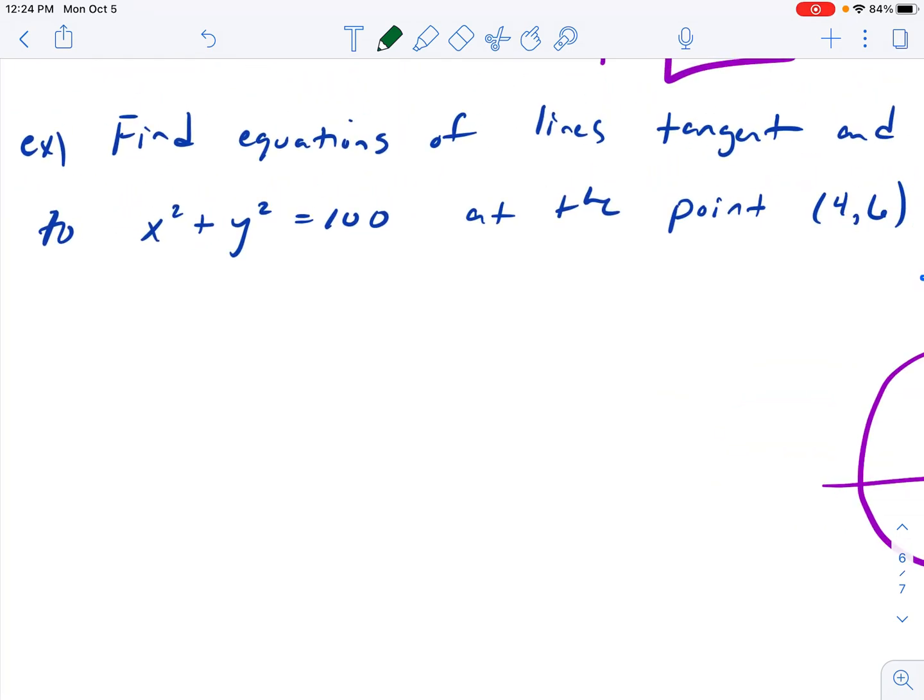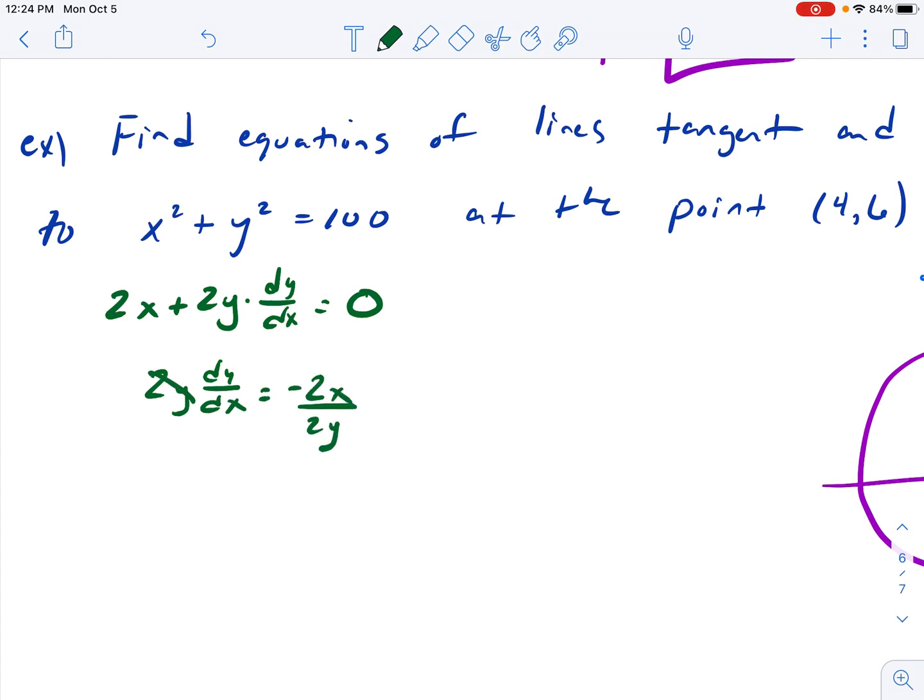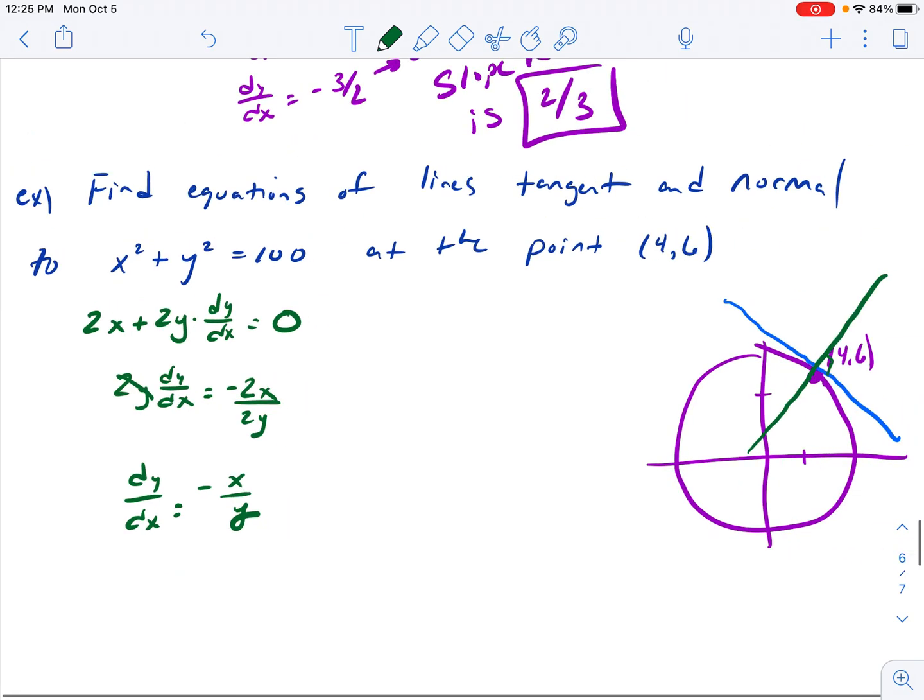So again, implicit differentiation, because there's a y mixed in. So I'm going to go 2x plus 2y to the first, dy dx equals 0. And let's see, 2y dy dx is equal to negative 2x, so dividing by 2y on both sides, dy dx, when simplified, is just negative x over y. So the slope at any point is negative x over y.